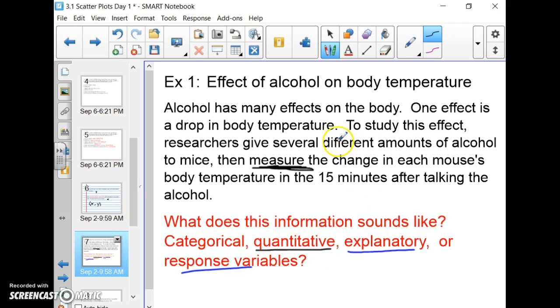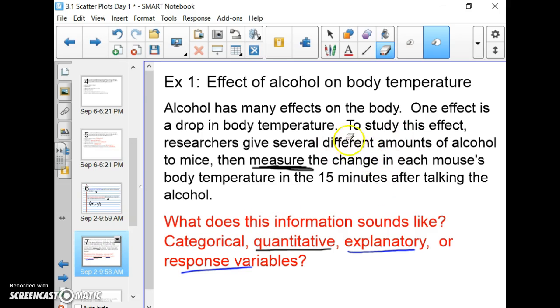Now, here's where the point of discussion came in class. It says, to study this effect, researchers give several different amounts of alcohol to mice. This different amounts part prompted people to think, oh, it's probably categorical. Now we have different groups, different amounts. Well, the issue with that is they did not explicitly state how much alcohol they gave to the different mice, and that wasn't really huge as part of the study. So unfortunately, it actually was quantitative and not categorical.